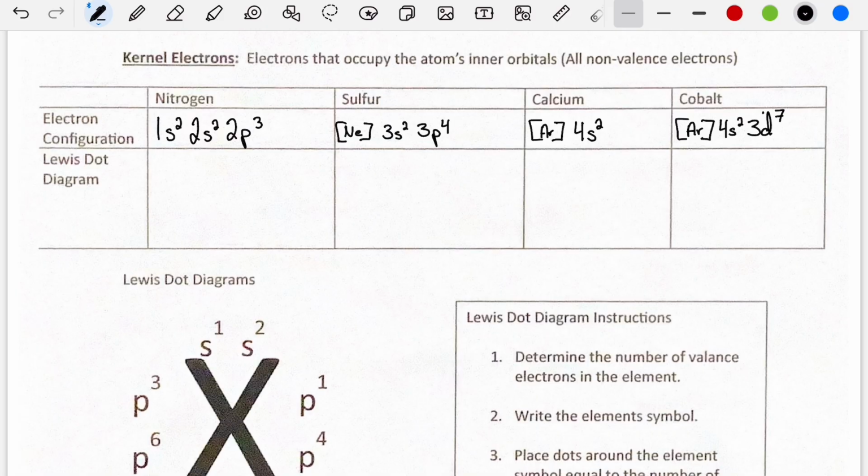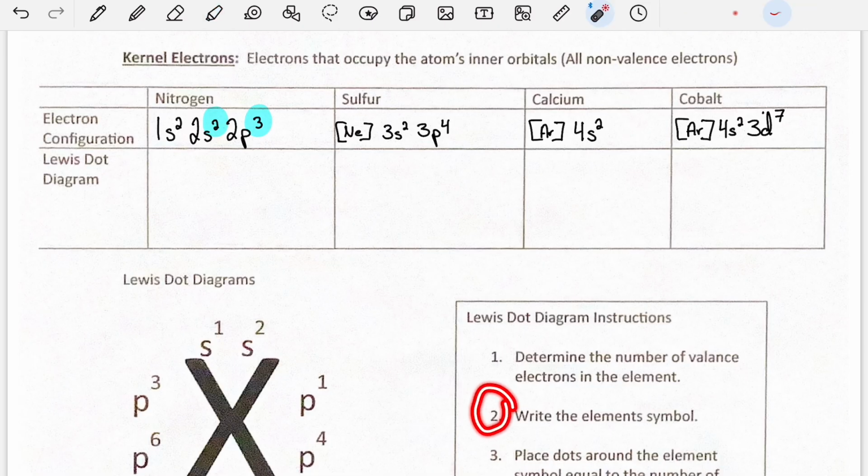So there are electron configurations for nitrogen, sulfur, and calcium. So the first step of writing a Lewis dot diagram is determine the number of valence electrons in the element. And those are the highest energy level s and p electrons. So nitrogen, its highest energy level is 2. There are 2 electrons in its 2s and 3 in its 2p. That's a total of 5 valence electrons.